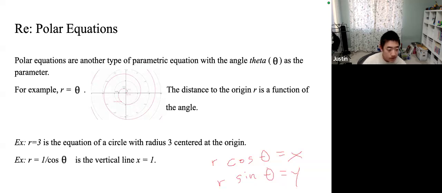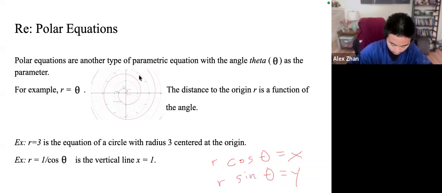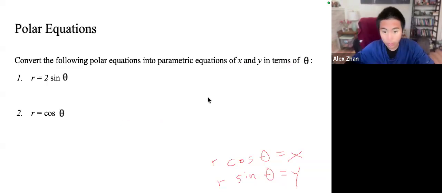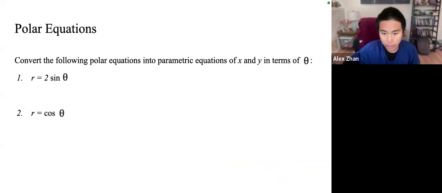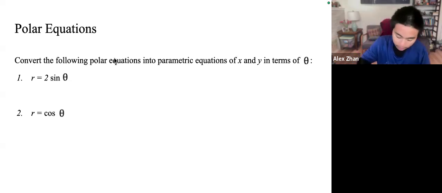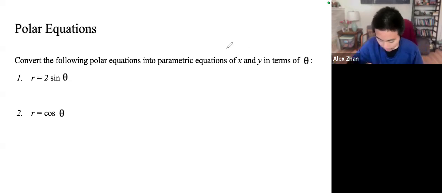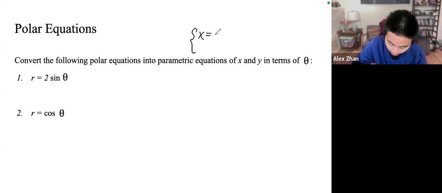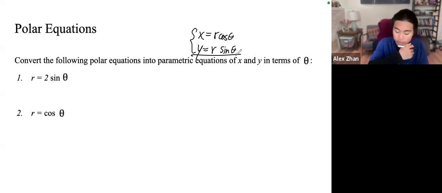Yeah, I think that's good. Okay, then let's go to the next one. Here are some examples of polar equations. Now just turn them into parametric equations of x and y in terms of theta. As a reminder from last class, we had x equals r cosine theta, y equals r sine theta. If you have any ideas on how to do these, you can just send them to me.